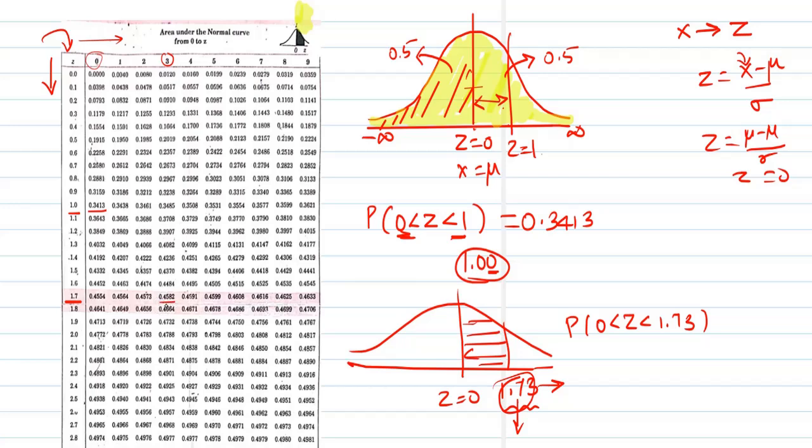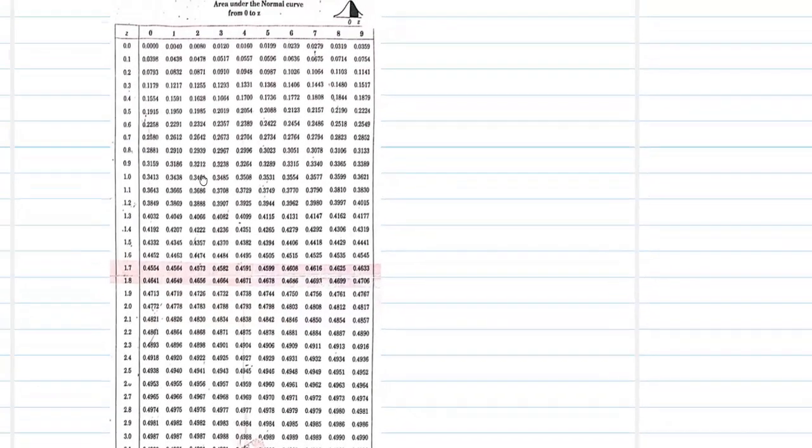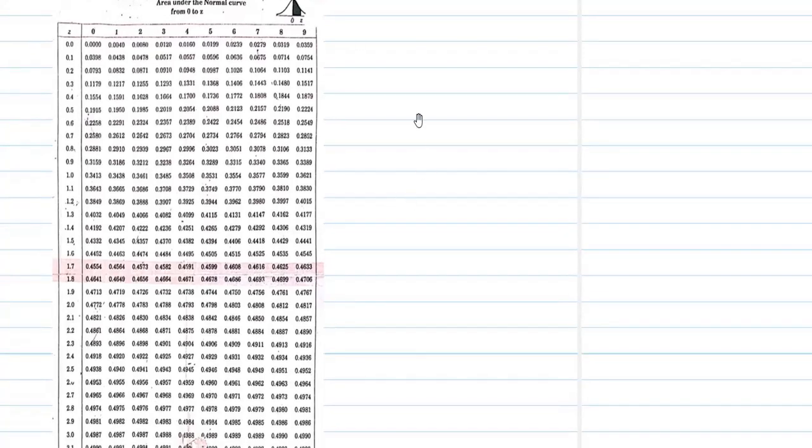So what is the answer for this? This is 0.4582. So the value for 0 to 1.73 will be given as 0.4582. Now moving on, we will have this table one more time, and now let us see how to estimate the remaining of the data.